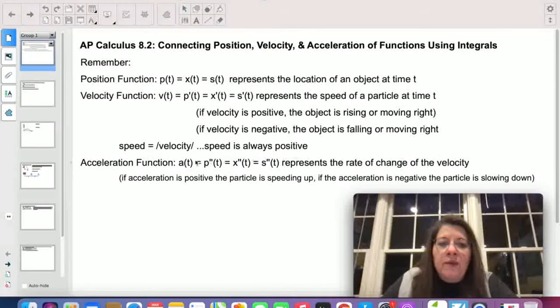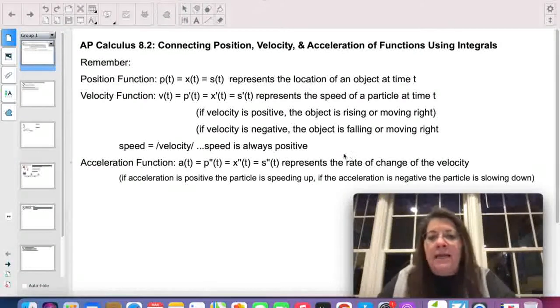And the absolute value of the velocity is your actual speed, because we know speed can't be negative. So if we take the absolute value of a negative velocity, we'll have the actual speed of the object. So an object that is falling, like if you drop a ball from a balcony, its velocity will be negative, but its speed is positive because speed can't be negative.